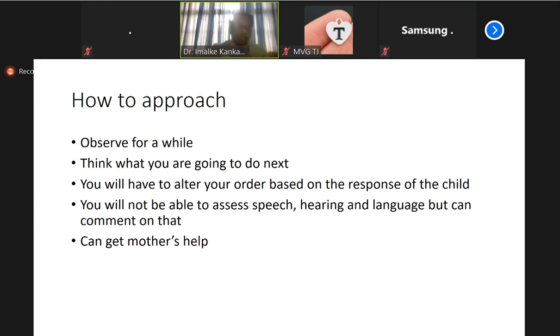Now, speech is something which you will not be able to assess during your examination, but you might be fortunate enough to hear certain noises, right? In that case, it's always better to comment. And you can always ask mother's help. Mother, would you be able to take the child or lift the child up for me, right?